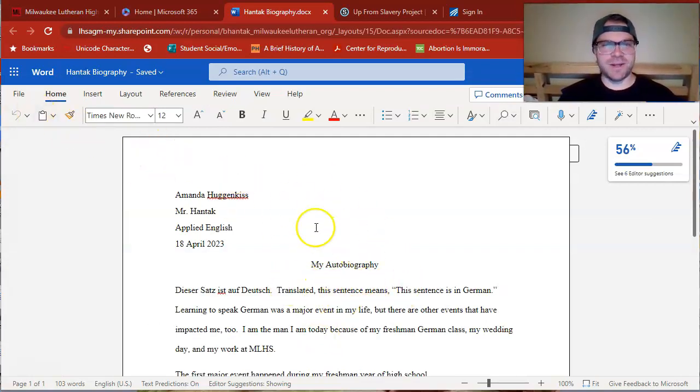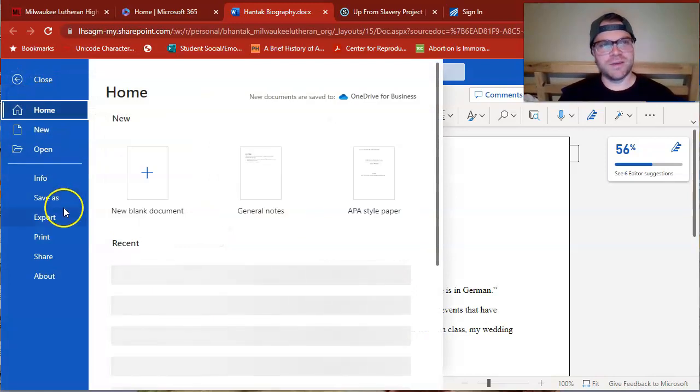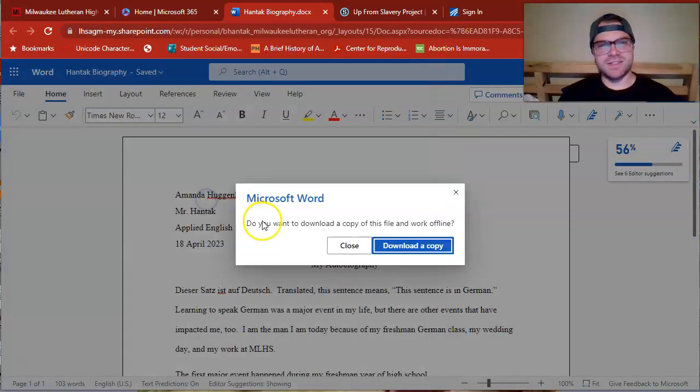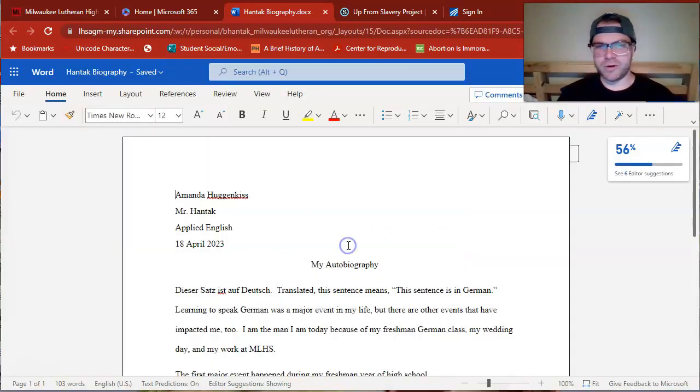Let's say this is a document I want to submit. The way to download it to my computer is to go File, up here in the upper left-hand corner, Save As, and then download a copy. I'm not actually going to click it right now because that'll just download it to my computer anyway, but from there it should make it easier to upload your file through Schoology by downloading to your computer.